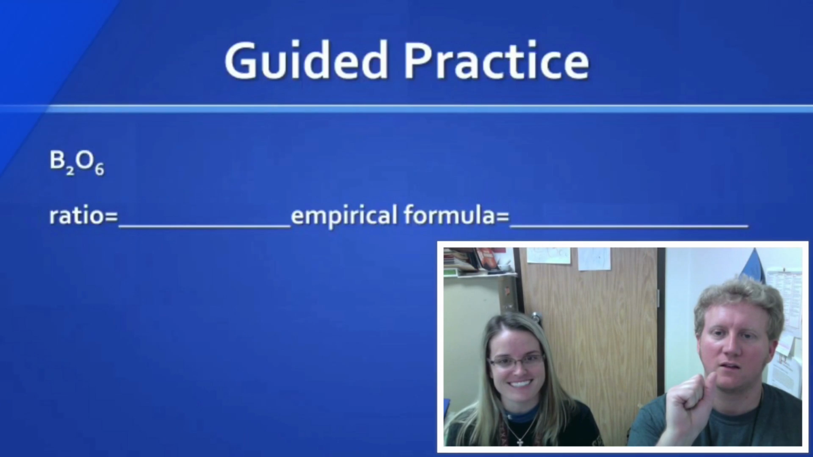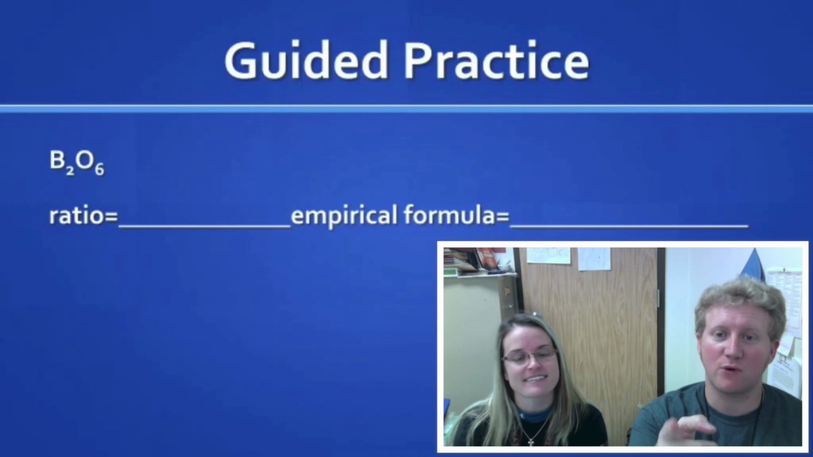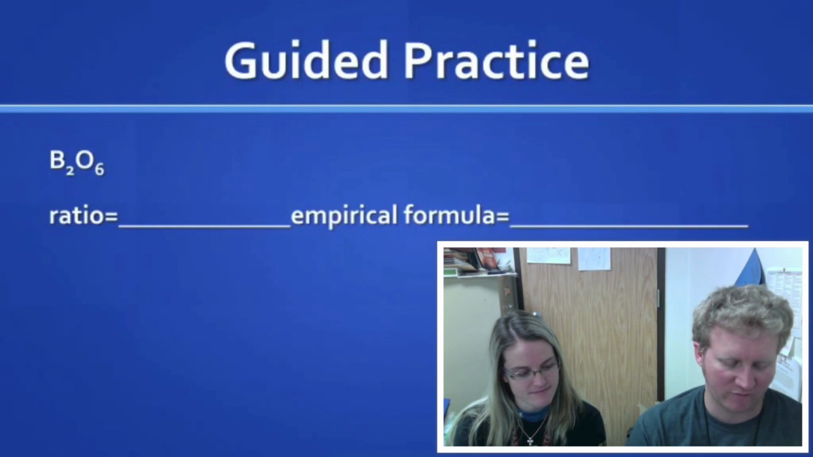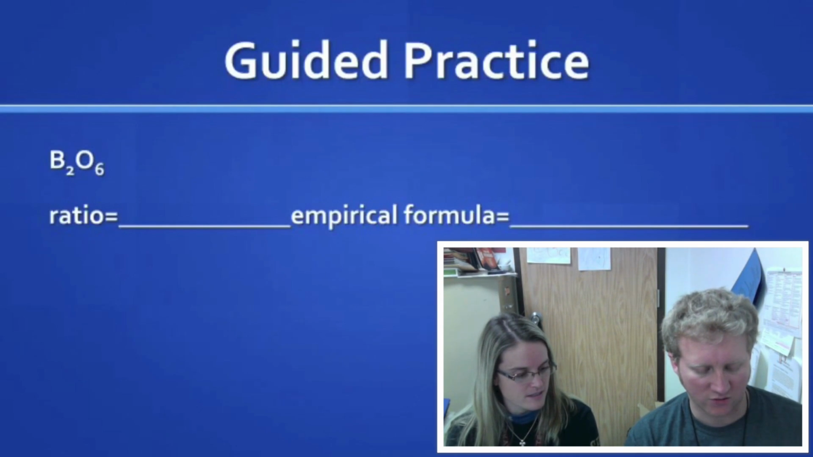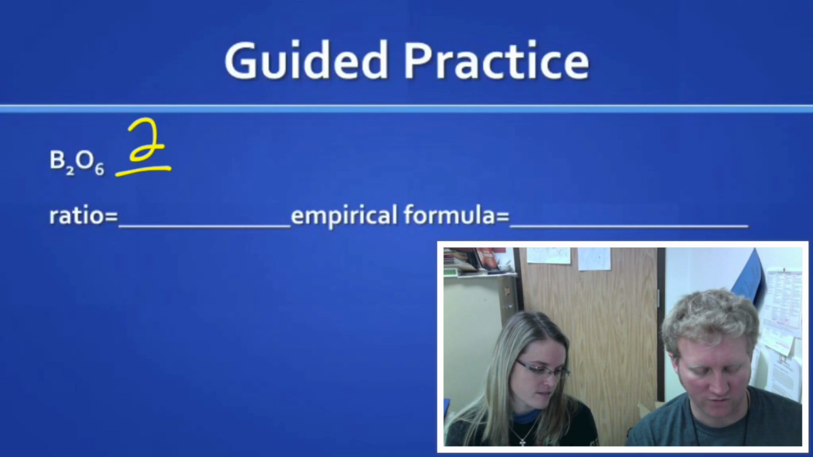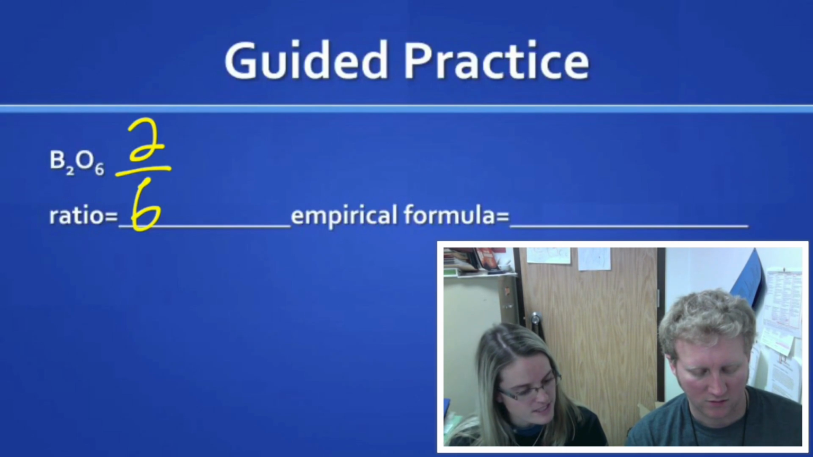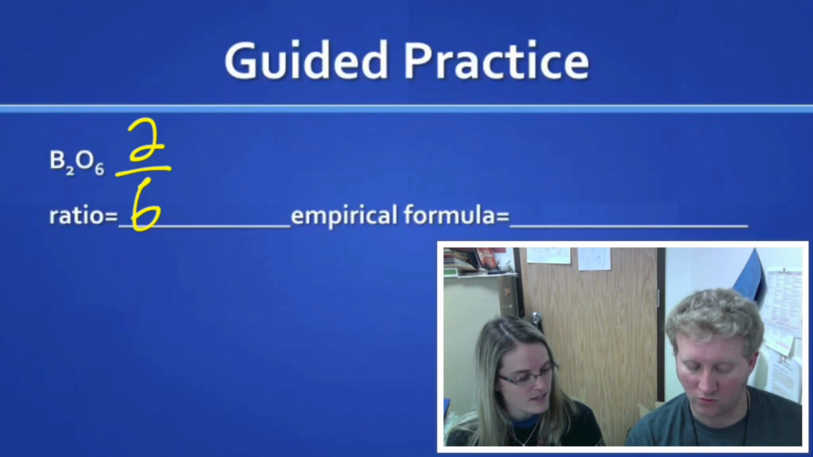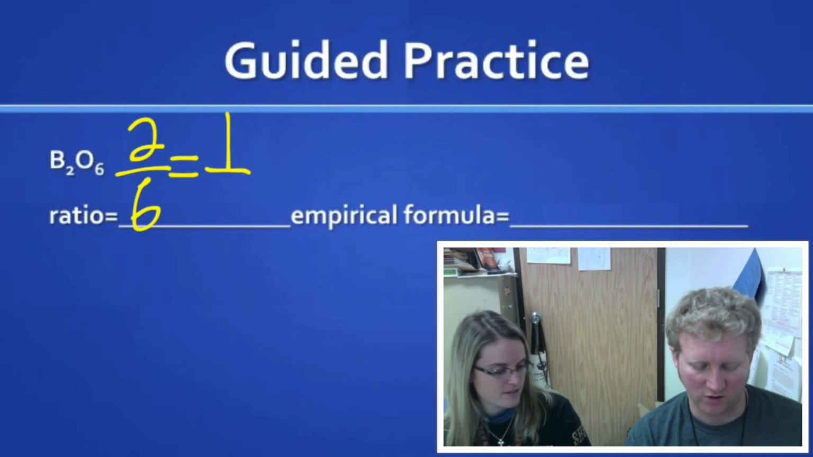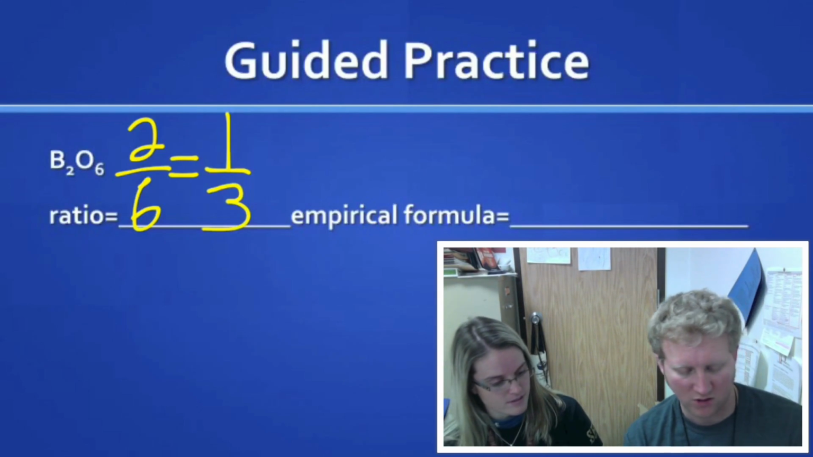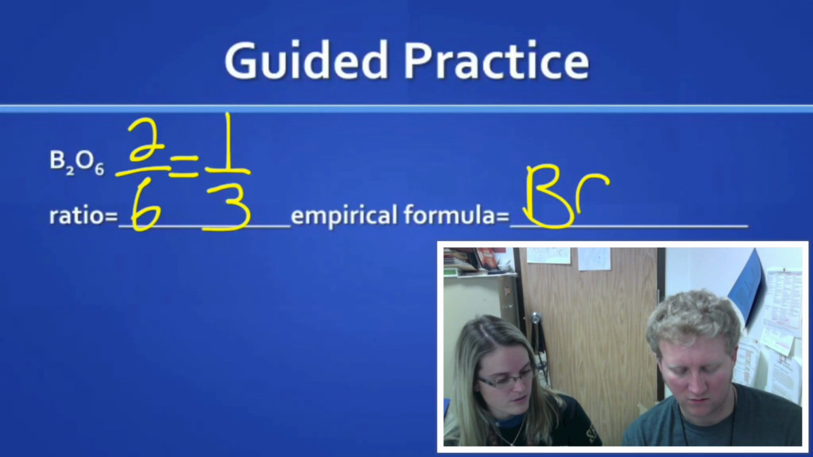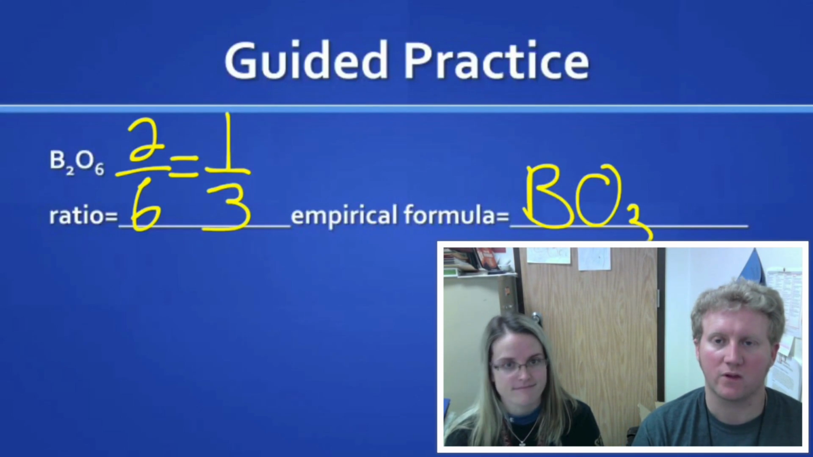All right, last guided practice question. We have B2O6. So the ratio would be 2 over 6. I like this one. This is different. Not 1/2. It's divided by 2, so it's 1/3. But figuring out the empirical formula is still the same. So it'd be 1 B and 3 O's, so BO3. There we go. I like this.